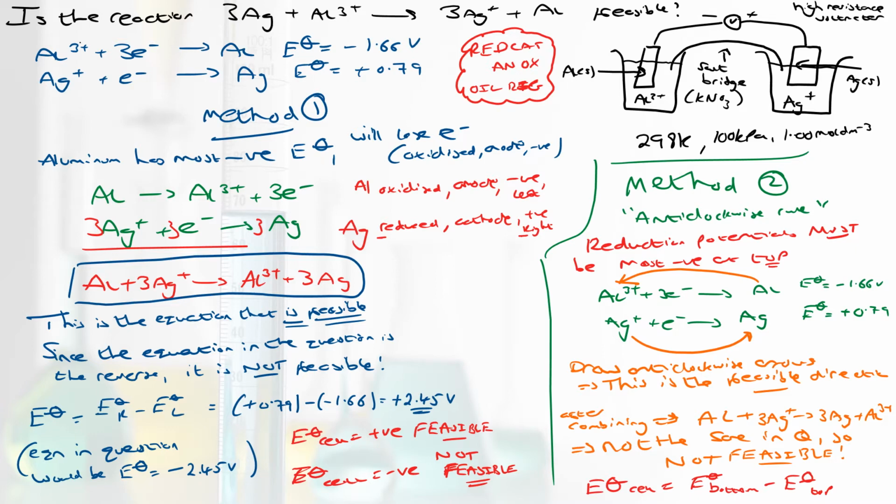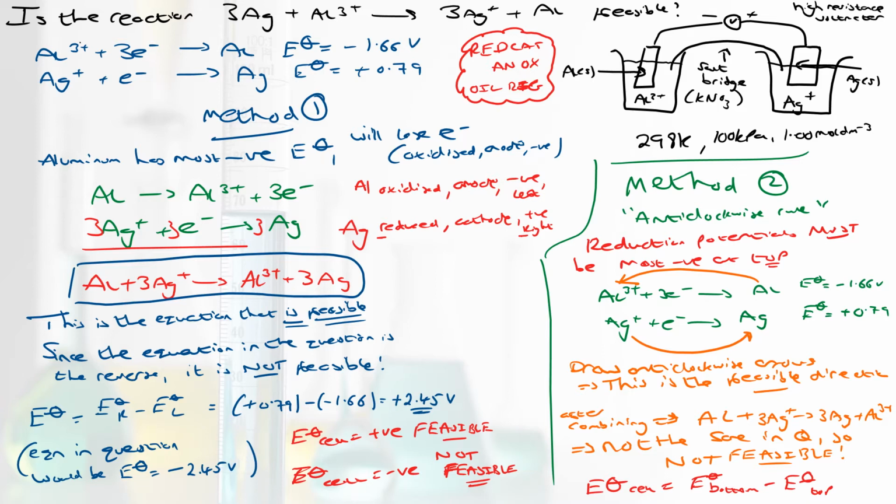Remember that a voltmeter being high resistance means that no current is actually allowed to flow. We're just seeing the kind of electrical push that would happen if the voltmeter was removed. Then we're also going to draw my salt bridge and label that as potassium nitrate.